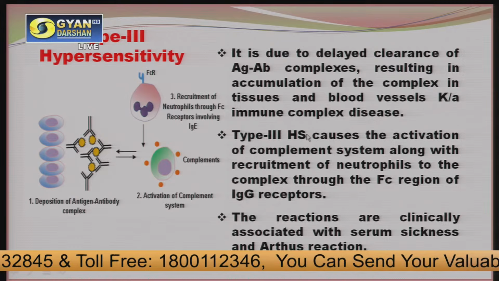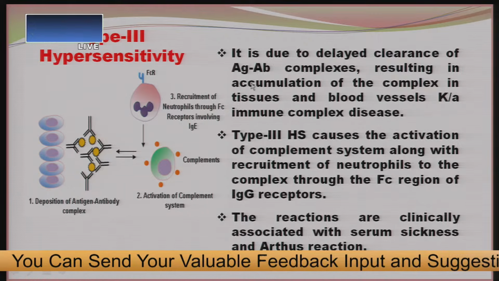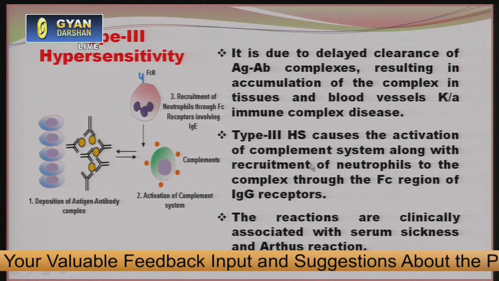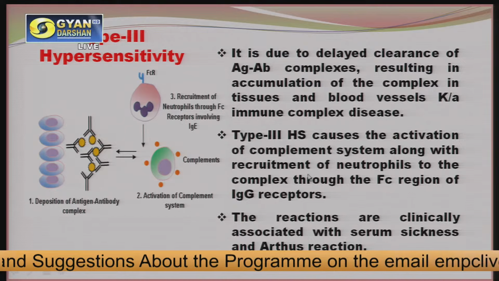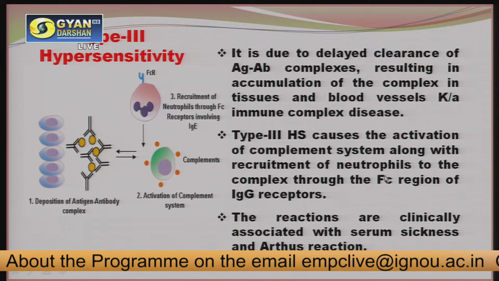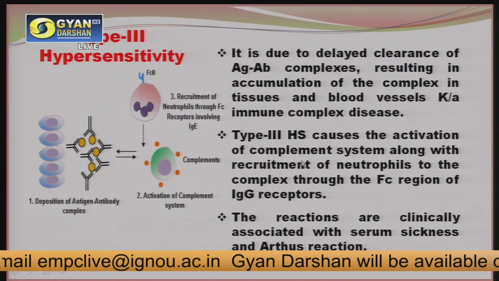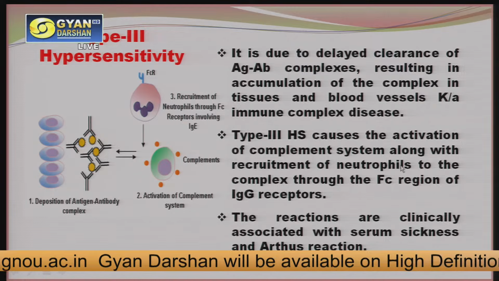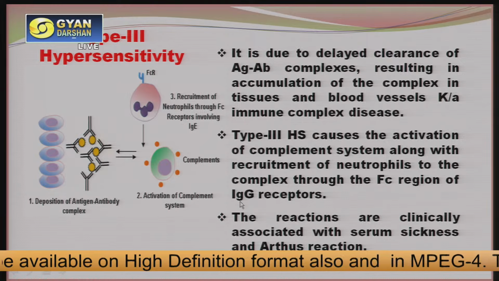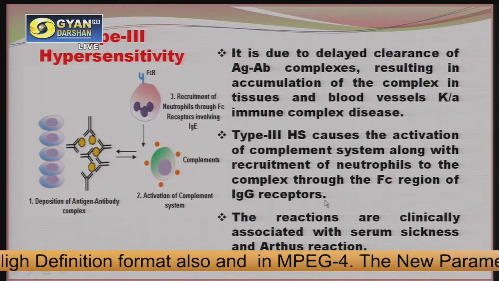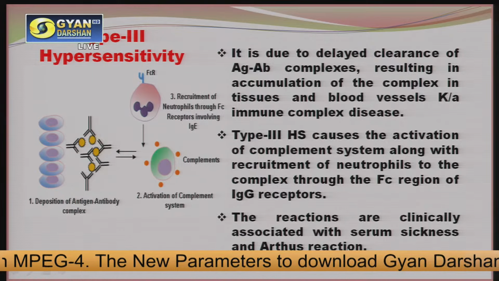Type 3 hypersensitivity causes activation of the complement system. When antigen-antibody complexes form, they can activate the complement system along with the recruitment of neutrophils. There are two or three reactions involved, and ultimately they are able to kill the pathogens. Neutrophils bind to the complex through the Fc region of the IgG receptor, and the reactions are clinically associated with serum sickness and Arthus reactions.